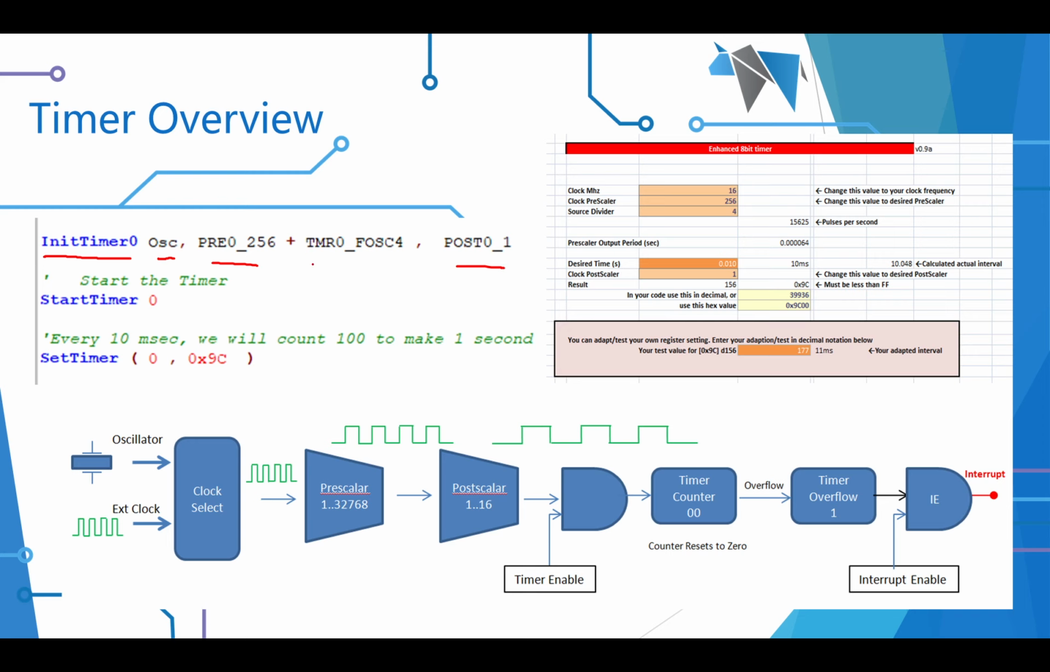You need to add to it the clock source. So there's an add sign in the middle here. You say init the timer, the clock source, the pre-scaler, but they're added together to make a sum, and then you post-scale it. Start the timer and set the timer to a value, and it will generate the interrupt at a regular interval.